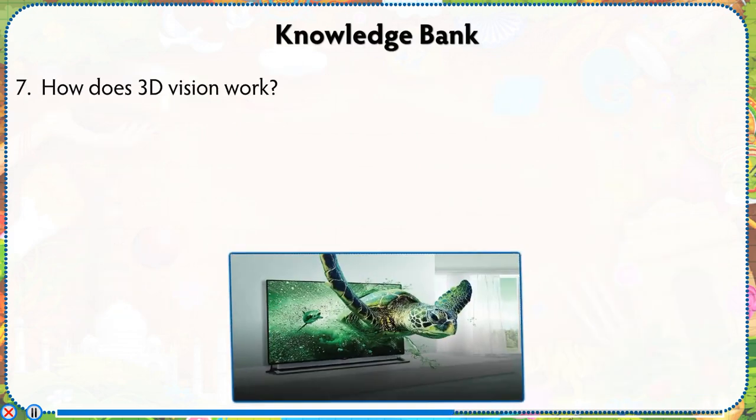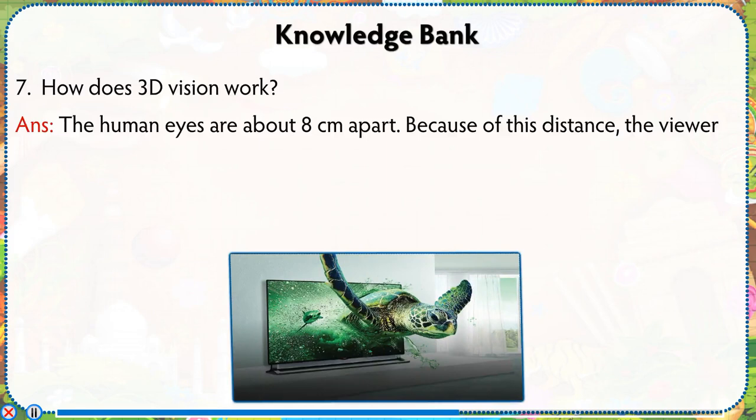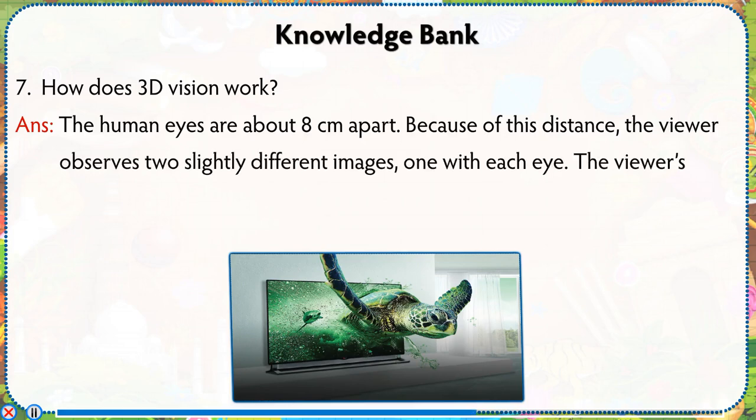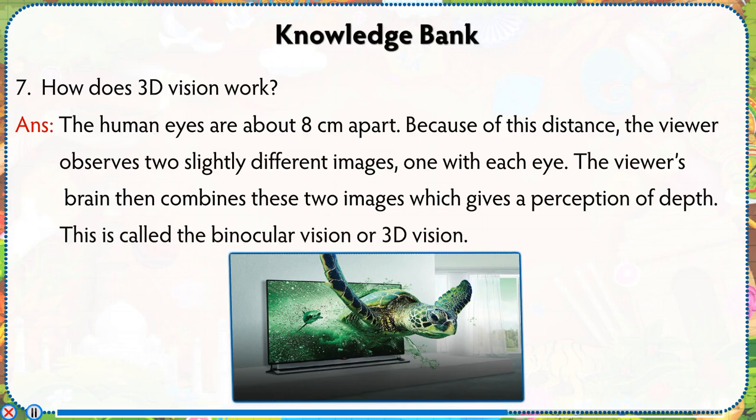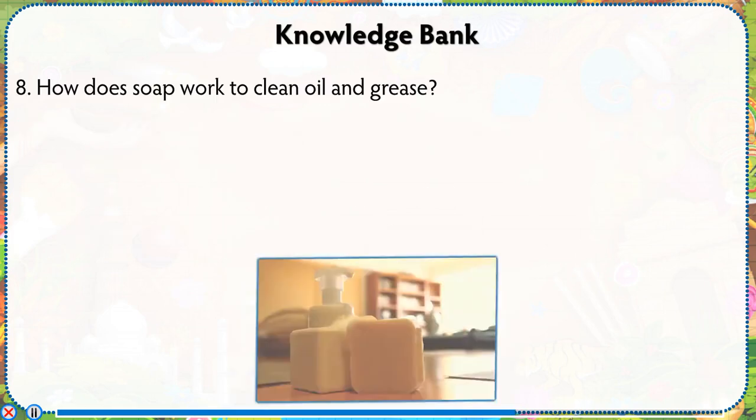Seventh, how does 3D vision work? Answer: the human eyes are about 8 cm apart. Because of this distance, the viewer observes 2 slightly different images, one with each eye. The viewer's brain then combines these 2 images, which gives a perception of depth. This is called binocular vision or 3D vision.